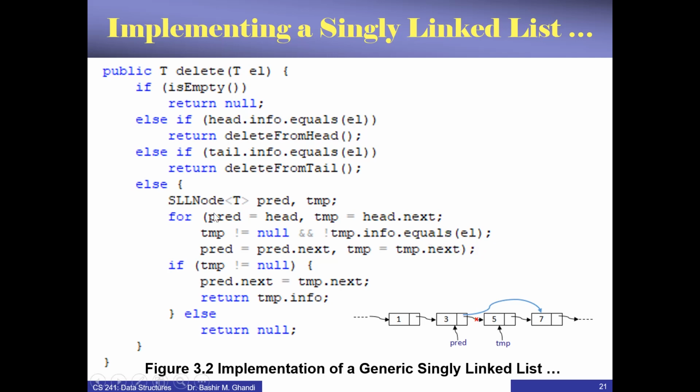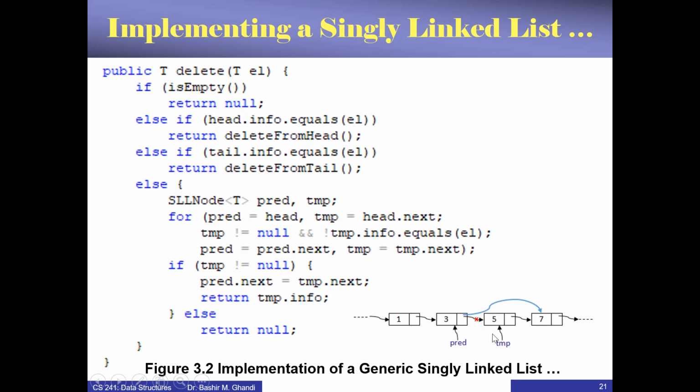Therefore, after this loop, we need an if statement to check which case it was. Did the loop stop because of this, or because of this, either of them being false? Okay, so that's what we have here. If temp is not null, so like here, temp is equal to our target 5, it's not null. Okay, it's pointing to this node.